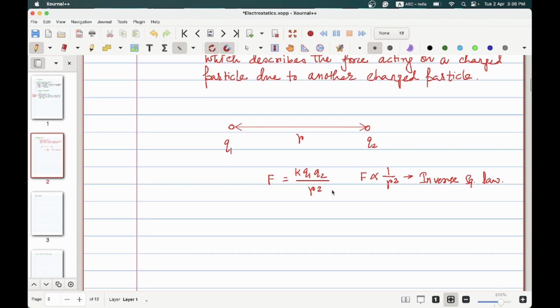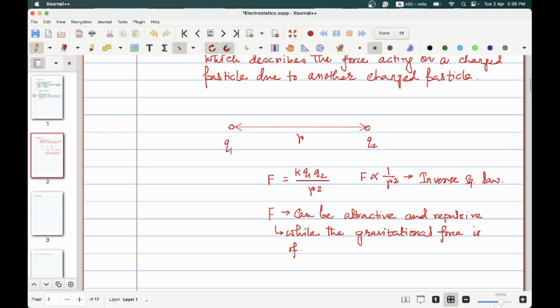Now, the difference between the gravitational force and this force is that this force can be of both types, attractive and repulsive, whereas the gravitational force is only of attractive nature.